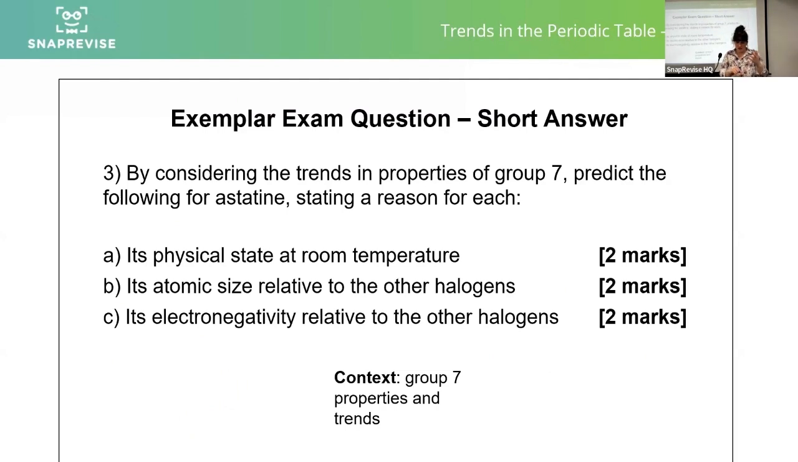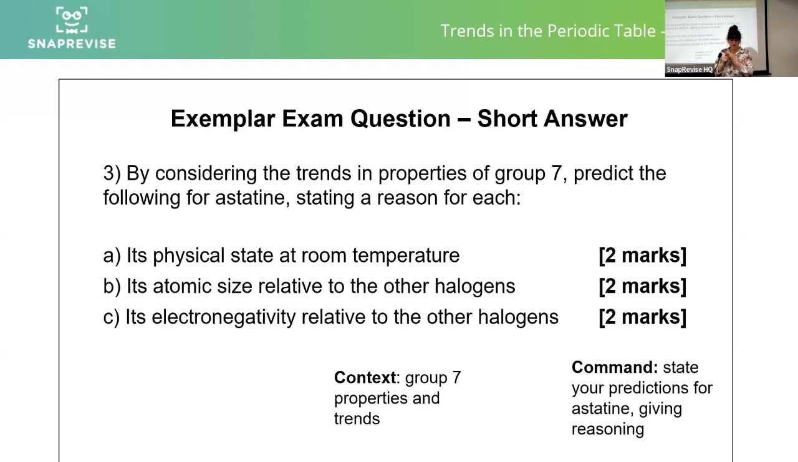The command word, I need to predict something and state something. So my command words are state and predict. Predict tells me, and hopefully should reassure me, that I shouldn't know this off by heart. The meaning of the command word predict, as we looked at before, is that you shouldn't know it, but you should use the information you're given to work it out. So predict the following for astatine. I don't need to know it, but I can work it out. I have been given the tools as an A-level chemist to work it out.